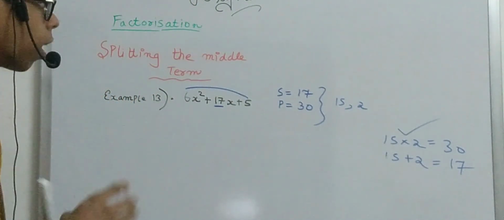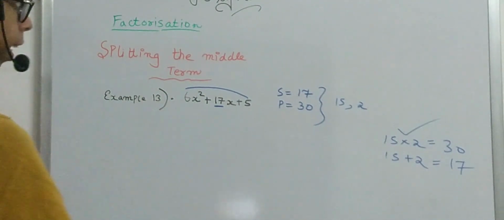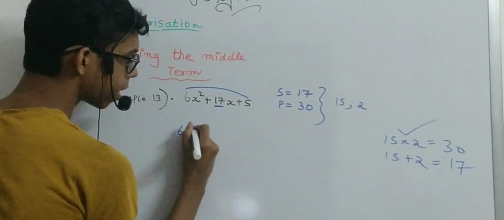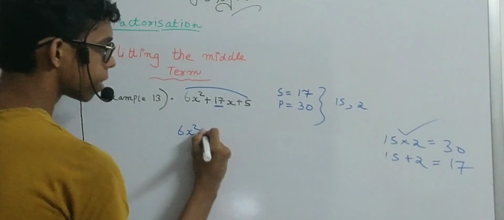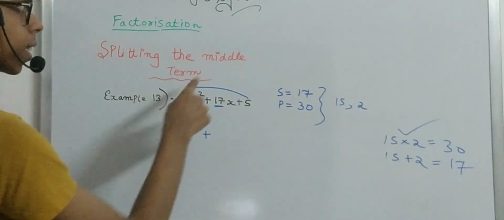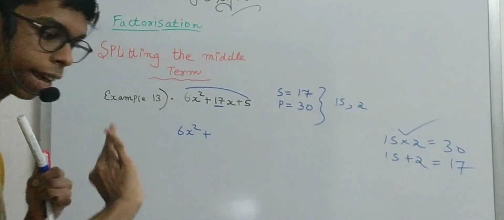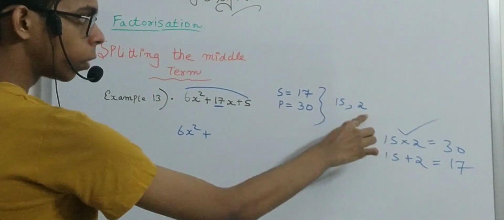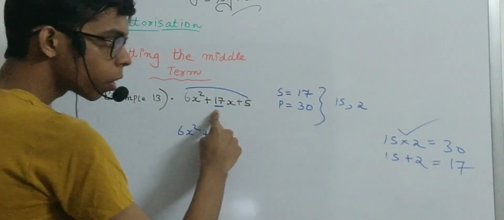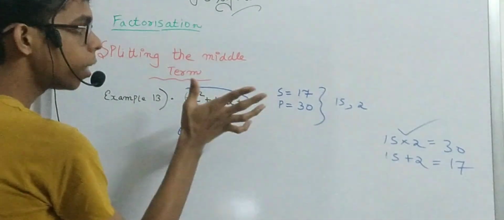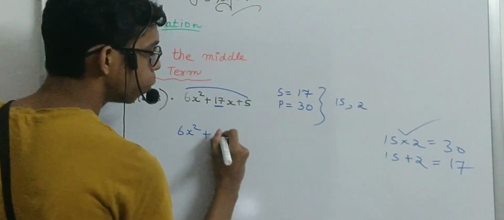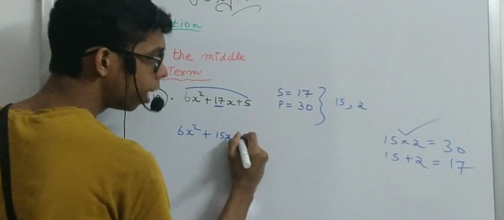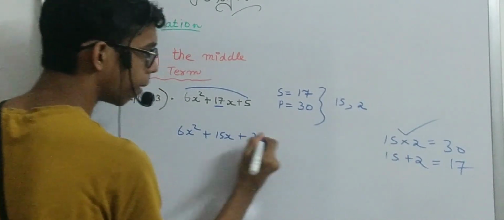Now our next step is to split the middle term. First of all, this is the polynomial. First step is to write this 6x square as it is, plus. Now what should you do? We are splitting the middle term. That means this 17x we should split into 15 and 2. We had found the two numbers as 15 and 2. So instead of writing this 17x, we split this middle term and write it as 15x, I am putting a simple x also, plus 2x.